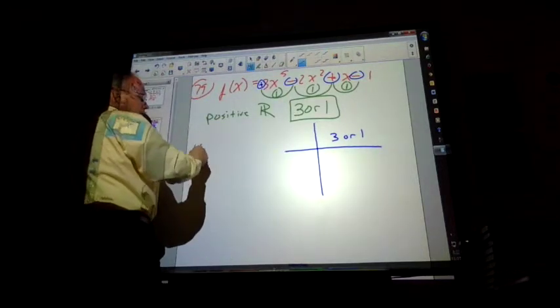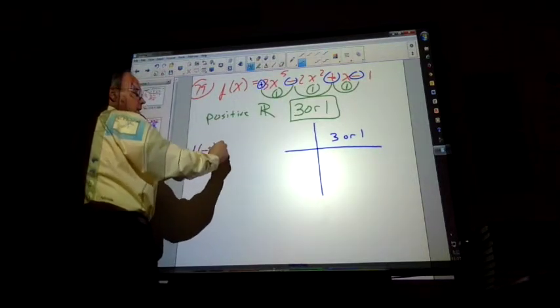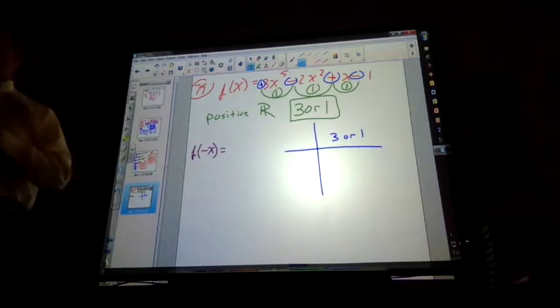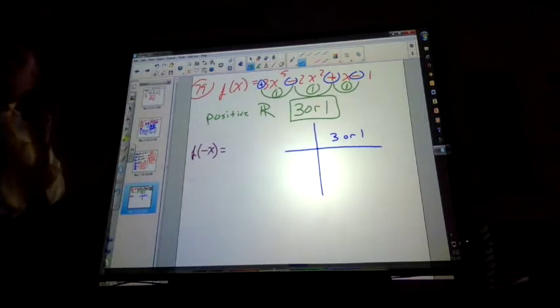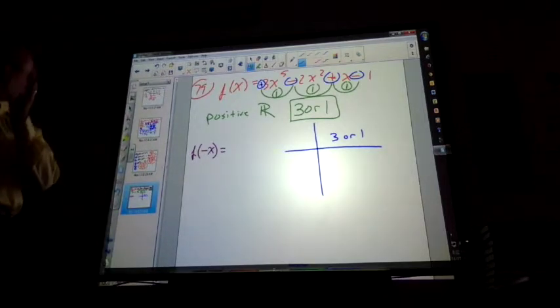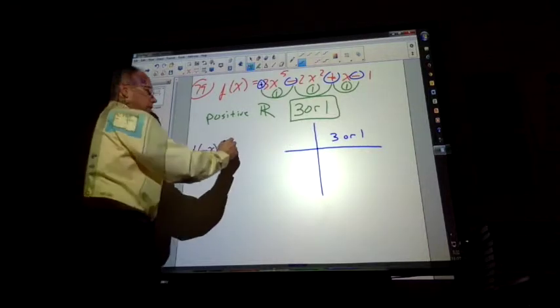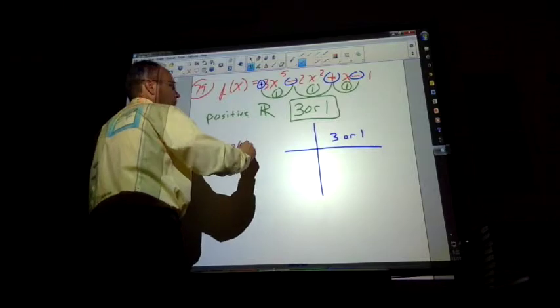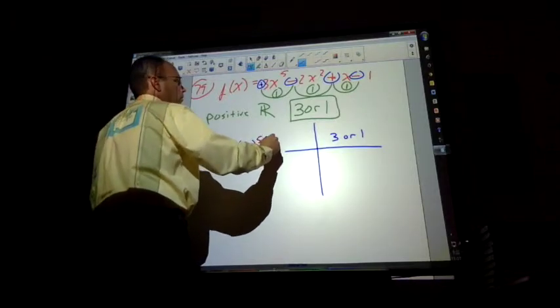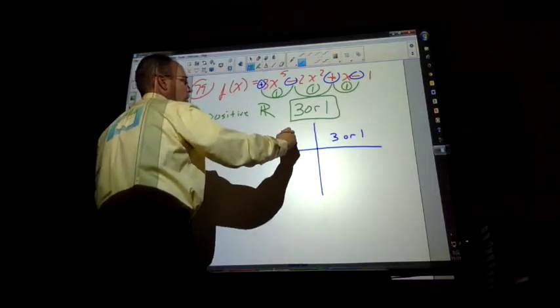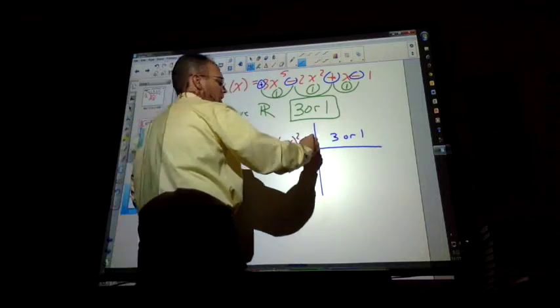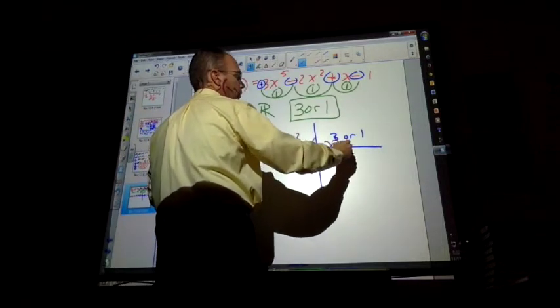is I'm going to plug function of negative x in. And here's the hard thing. You're taking a negative and you're plugging it in. So you have to realize that that negative x is going to be raised to a certain power. So you have to go through the math of it. So you have 3 times negative x to the 5th minus 2 times negative x to the 2nd plus negative x.